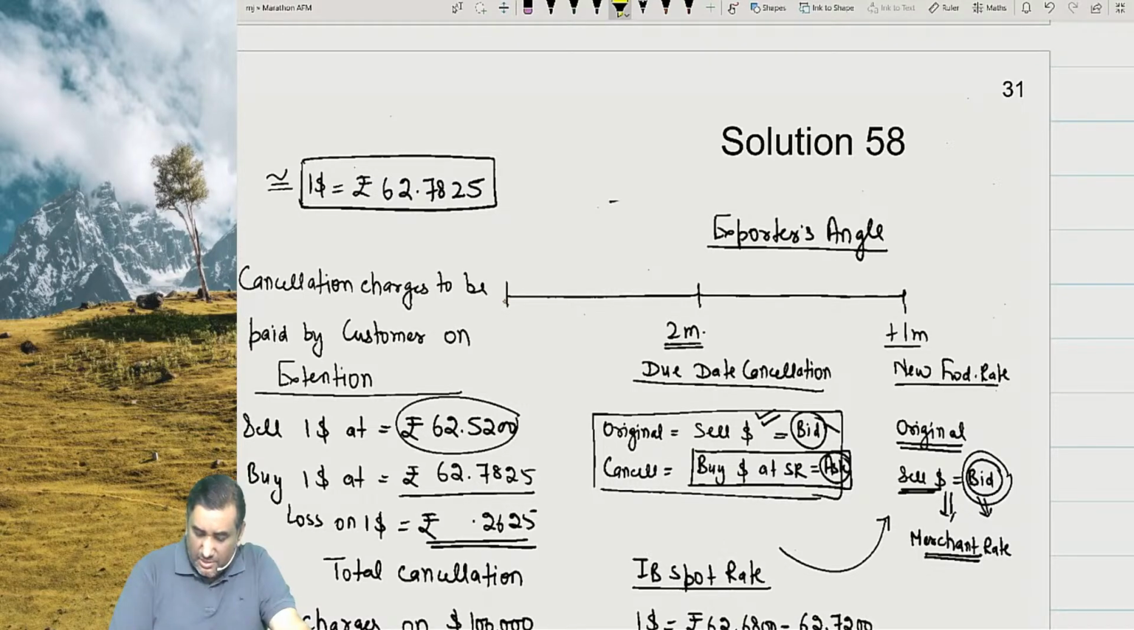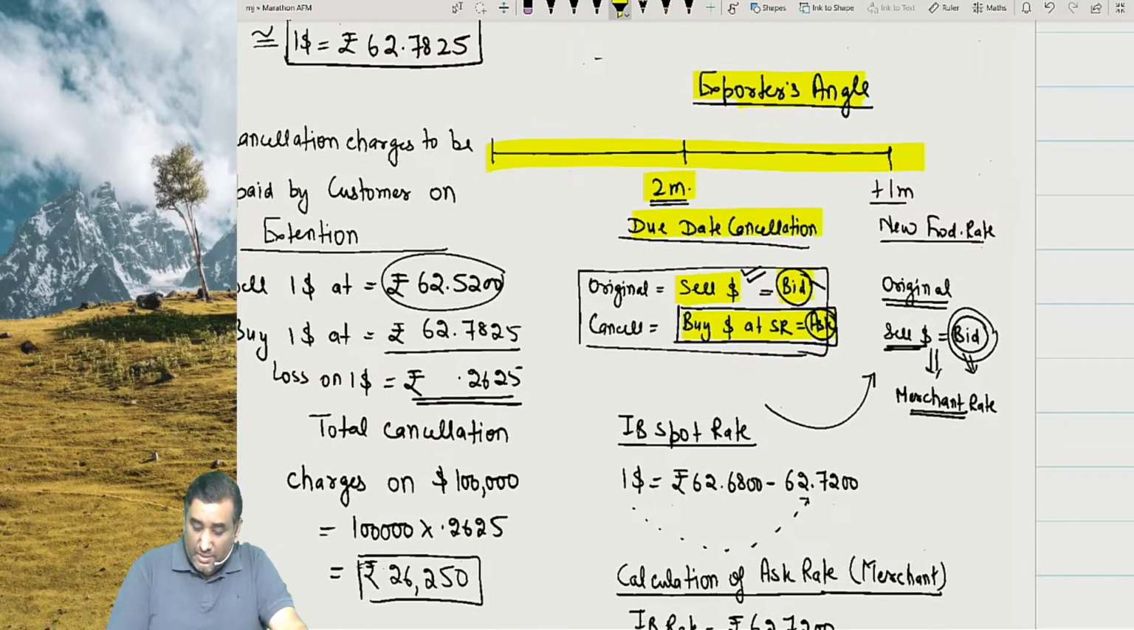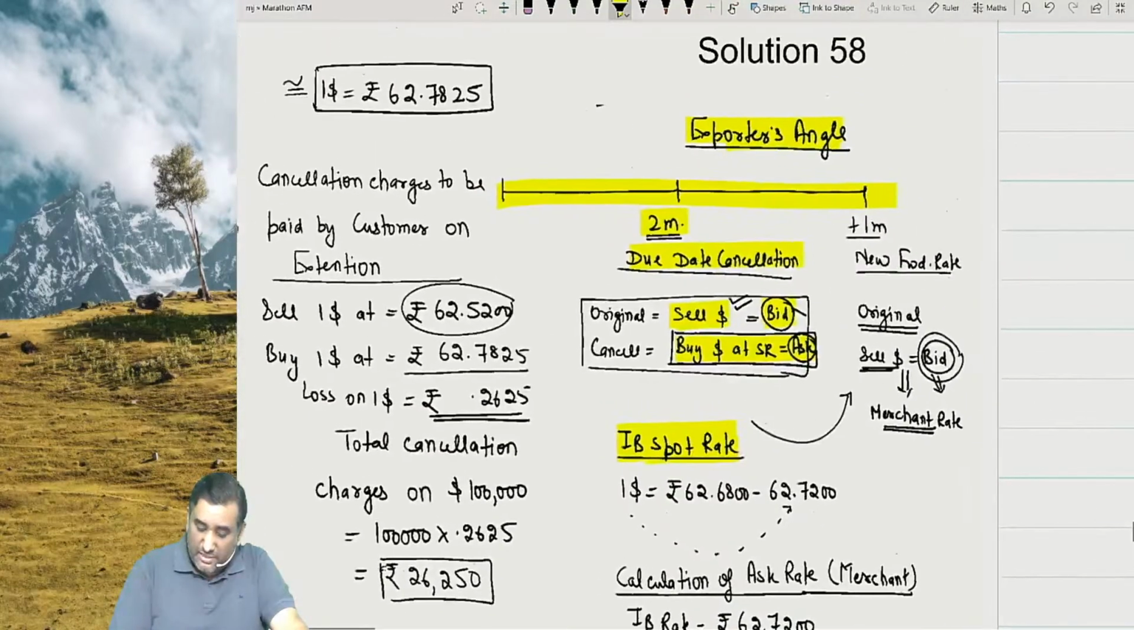Look at this line chart, please. From the exporter's angle, it is a two-month due date cancellation. The original contract is a sell at a bid rate, which was already decided and the margins were already adjusted, so you will not do anything with the original rate. Cancel, buy dollars at what rate? Spot rate, which will be an ask rate. So we have the interbank spot rate, which is given on that date.